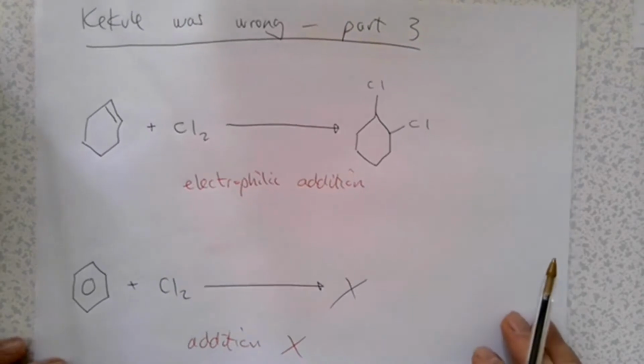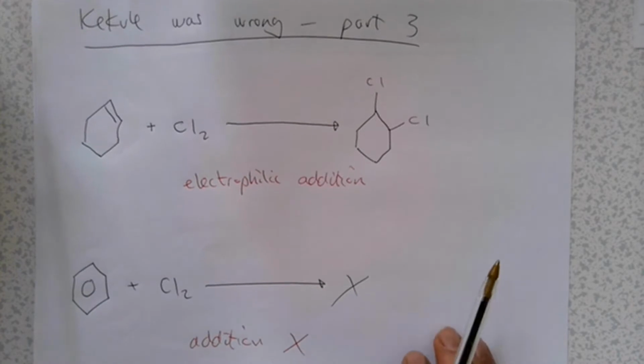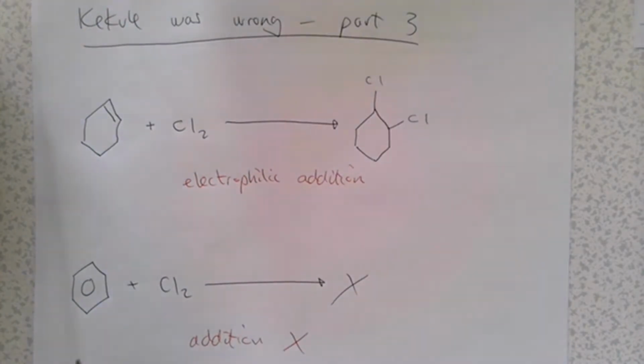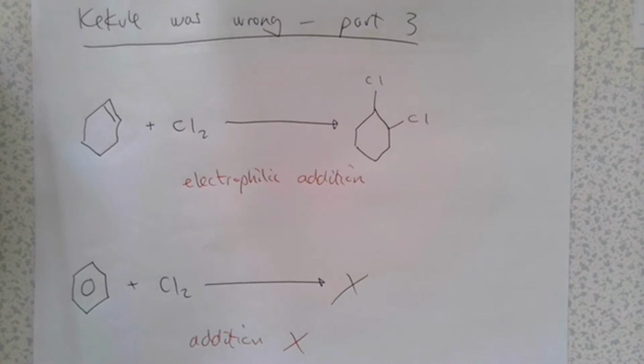Now, if you've been getting a little bit ahead and looking at the reactions benzene can do, there is a way to make benzene react with chlorine, and the answer is you'd add a halogen carrier as a catalyst. However, it wouldn't be an addition reaction. That would be electrophilic substitution, which is different. So the third bit of evidence is that benzene will not perform certain reactions, specifically addition, that Kekule's model would, being an alkene.